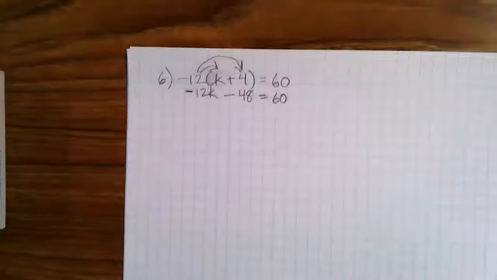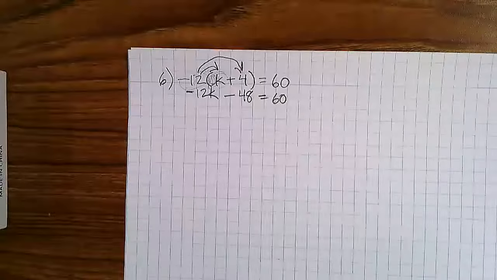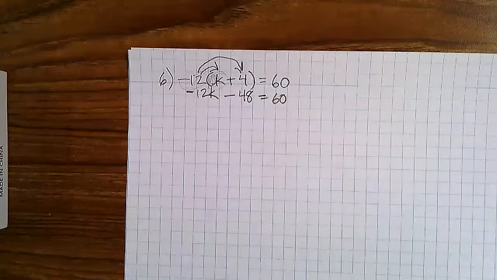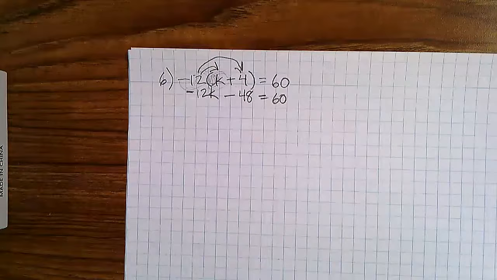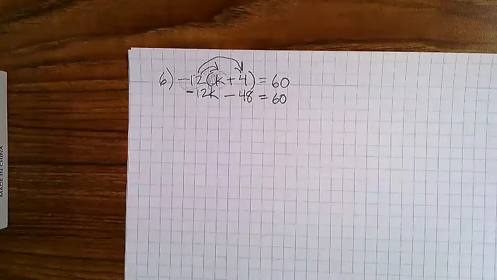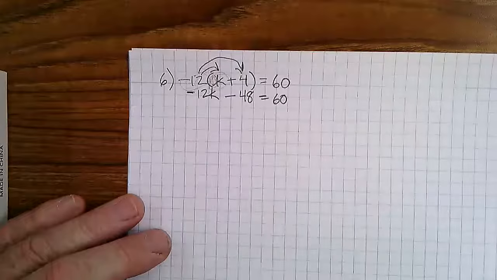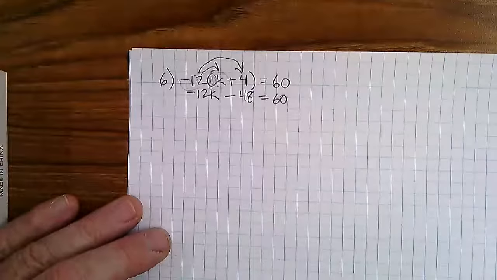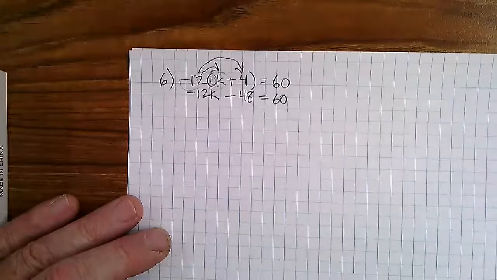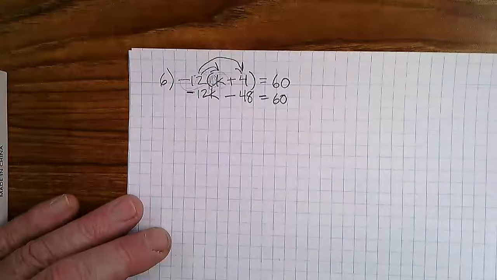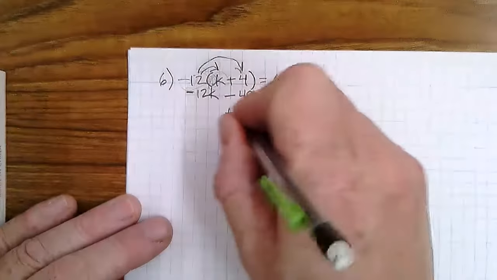Now we just want to get that negative 12k by itself. And when I say negative 12k, I didn't say k, I said negative 12k. We want to get that whole term by itself. So we got to get rid of that negative 48. That's got to go over to the other side. Variables on one side, numbers on the other. And I know I sound like a broken record, but it's just to reinforce that there is a distinct process here. Let's add 48 to both sides.